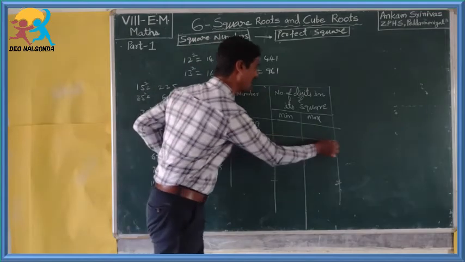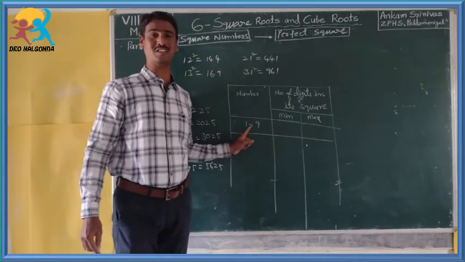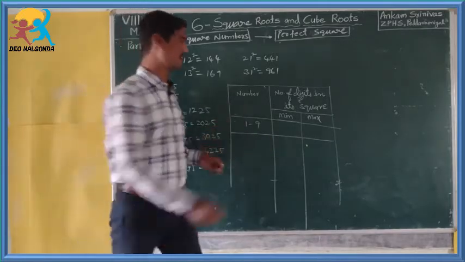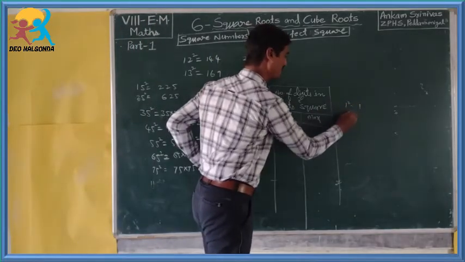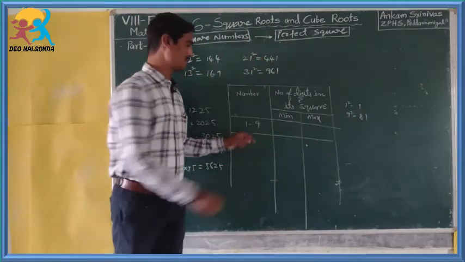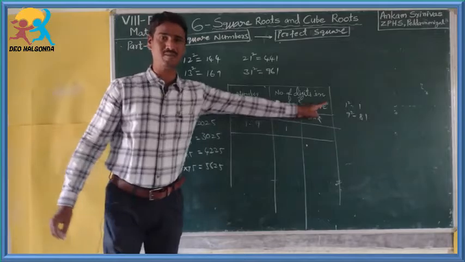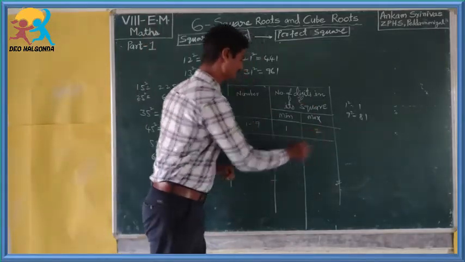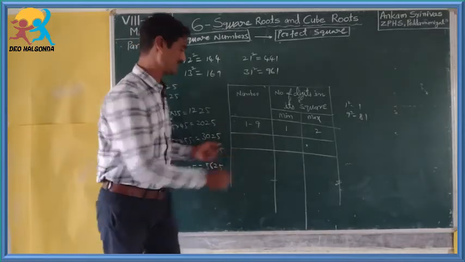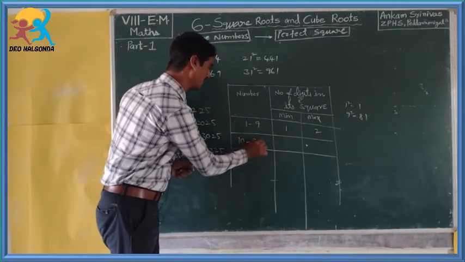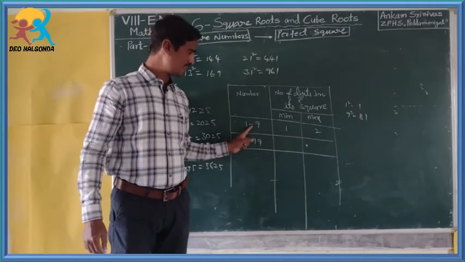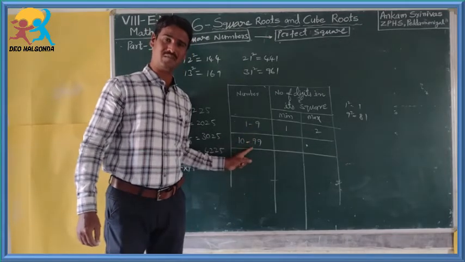Now here I have taken single digit numbers. 1 square, 2 square, 3 square, 4 square, up to 9 square, how much? 1 square is 1, 9 square is 81. So minimum 1 digit, maximum 2 digits. Suppose I take 2 digit numbers, 10 to 99. Here 1 digit numbers, here 2 digit numbers.